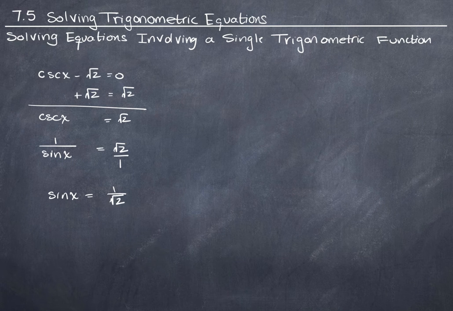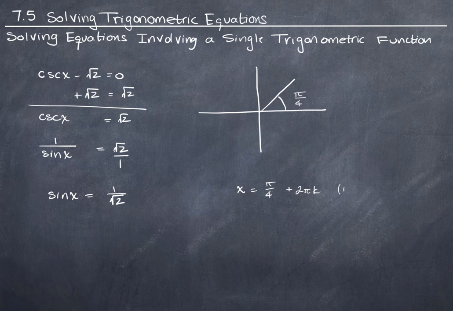I know where the sine is equal to 1 over the square root of 2. It's at pi over 4. So if I were to draw that angle there, this angle here is pi over 4. I know that the sine of that angle is 1 over the square root of 2. So one of my answers is pi over 4, plus, I don't need the minus, just plus 2 pi k, where k is an integer.